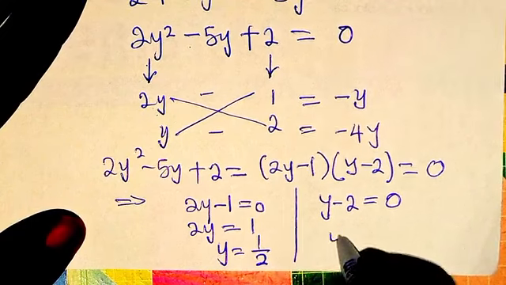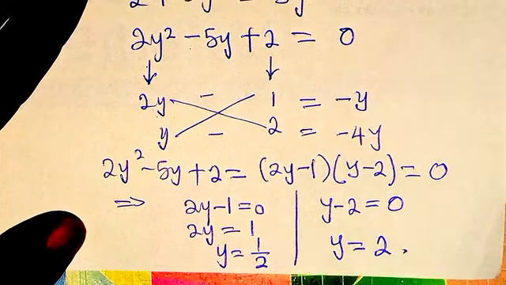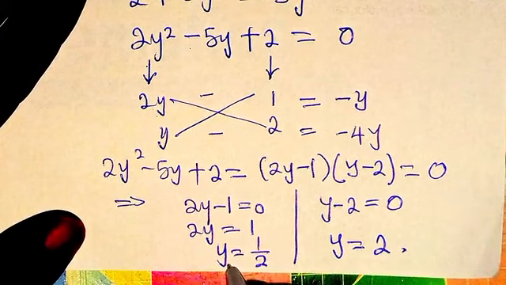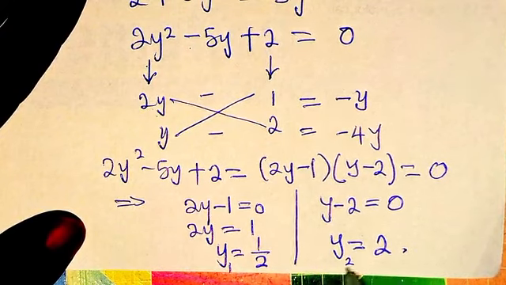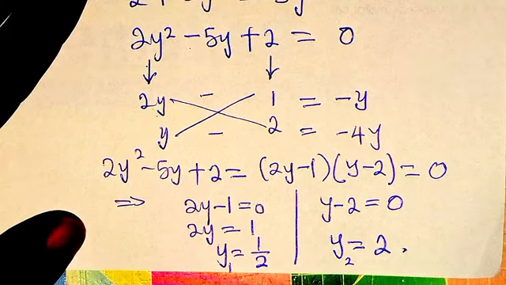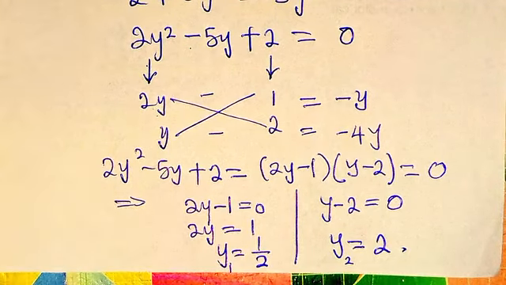Then here we have y will be equals what? 2. Are you getting now? So we have y1 and we have y2 to be equals to 2. So now from there, the next thing we are going to do, we are not looking for the value of y. Y is just a variable that we introduced.